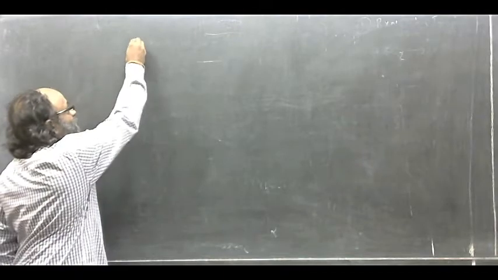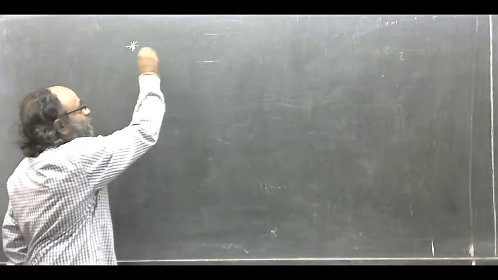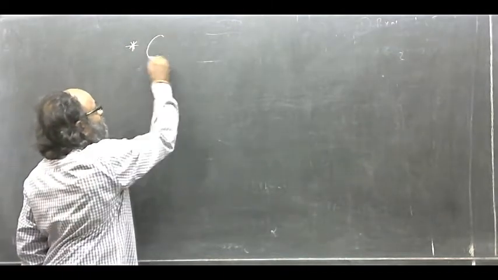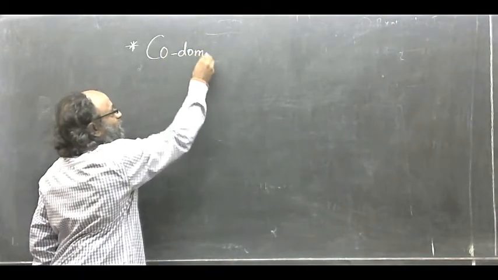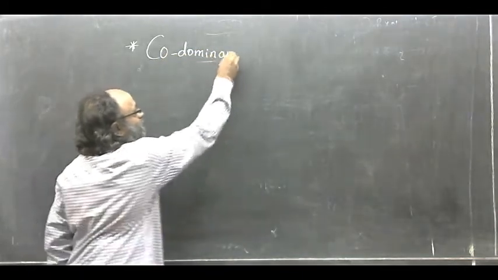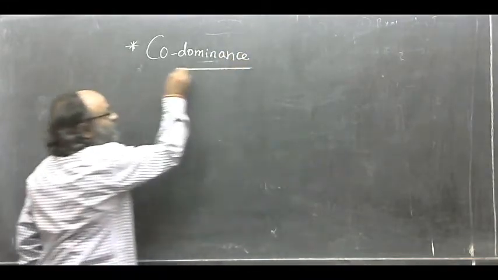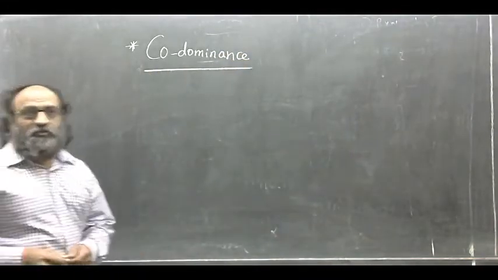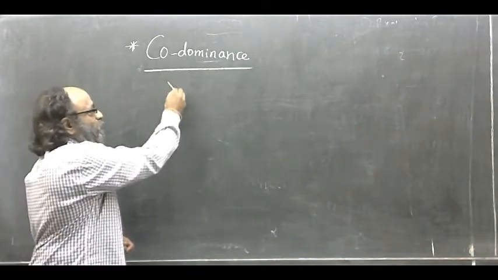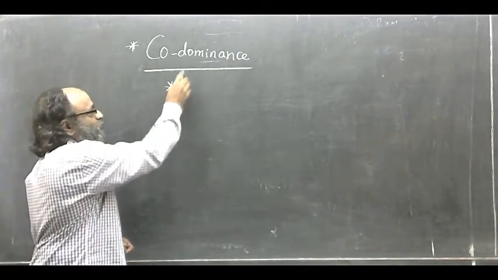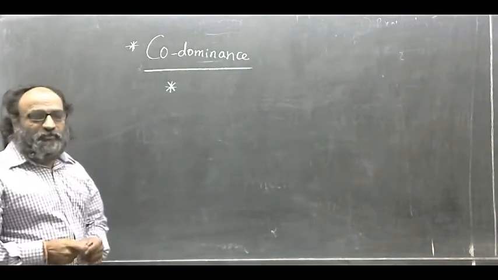Example, which is a deviation from Mendelian laws, which is codominance. Now, what is this codominance? We will try to understand what is codominance with a typical example.